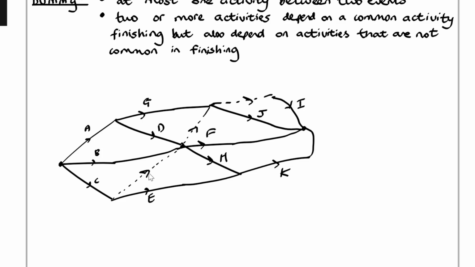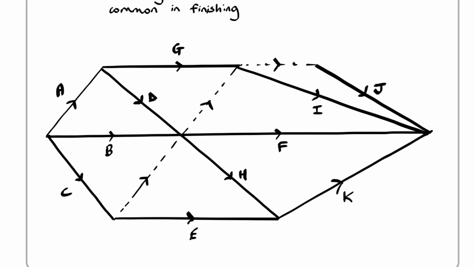Now our next step would be to draw this out neatly, which I will do right now. So what we have over here then is our completed activity network. Okay, we've got A, B and C starting off from the source, and going to the sink we've got I, J, K and F.